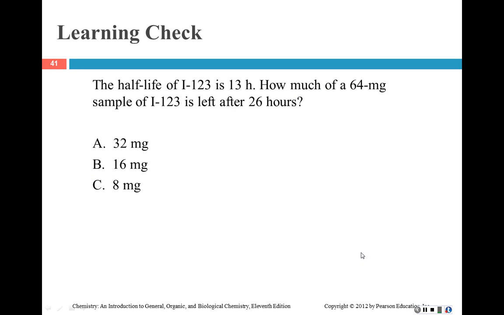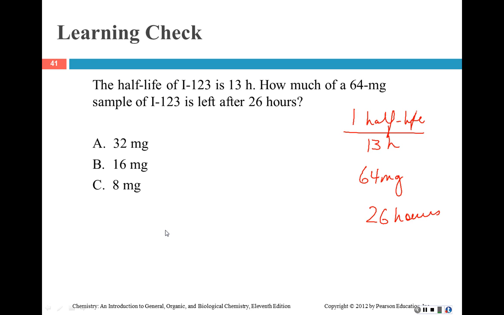Here's another one. Put me on hold and see if you can do this one. The half-life of I-123 is 13 hours. Okay, so over here, 1 half-life is the same as what? 13 hours. That's a nice short one, isn't it? You've got 64 milligrams of it, and you've got 26 hours that it's going to be in there. So how much will be left after 26 hours, right?